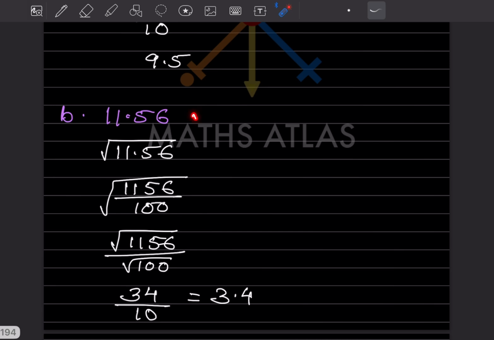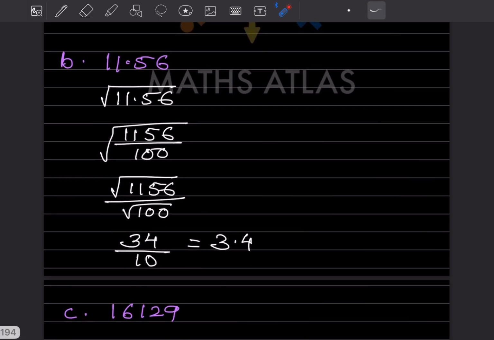Same here, you can see, because there's a decimal, you're going to divide it by 100. Later on, you're going to separate this as well as this one. So this is a perfect square, you can see, with the long division or any other method, whichever you feel easy. So that is going to be 34 divided by 10, so that will be 3.4.